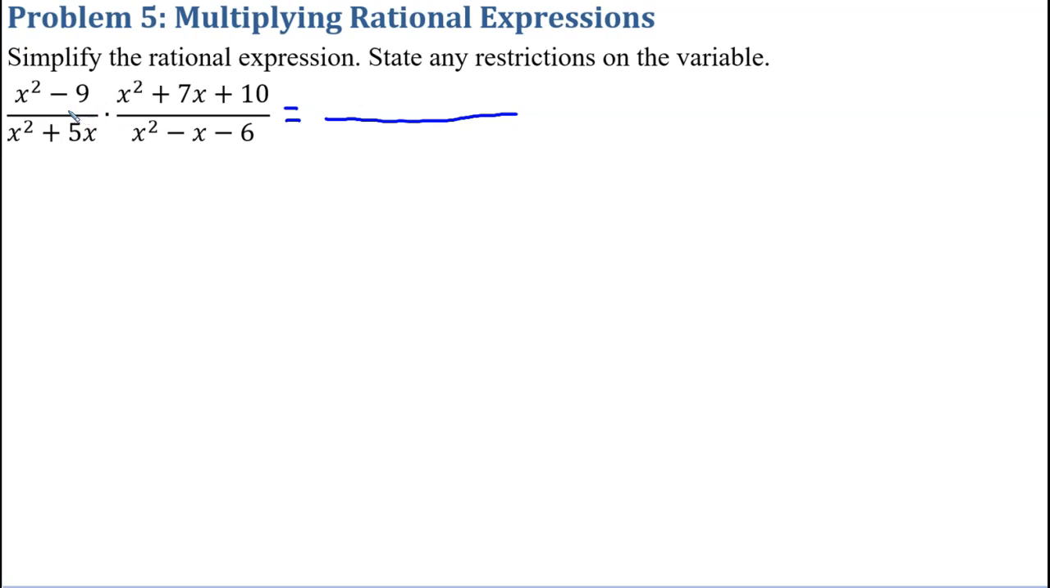First thing we'll do is factor once again. X squared minus 9, that's my difference of squares pattern. X minus 3 times an x plus 3, times this trinomial here, x squared plus 7x plus 10. Looks like I can factor that as an x plus 2 and an x plus 5.